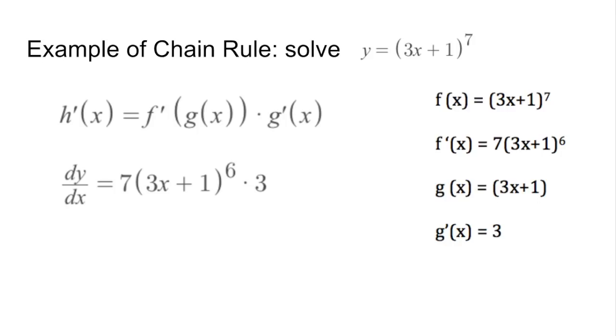For the first step, we use the power rule to bring down the power of f of x to the front and reduce the power of f of x by 1. In the second step, we find the derivative of g of x. Finally, we then multiply f prime of x by g prime of x.